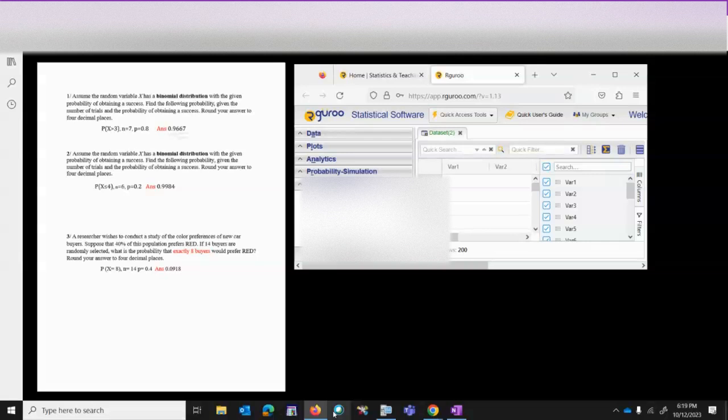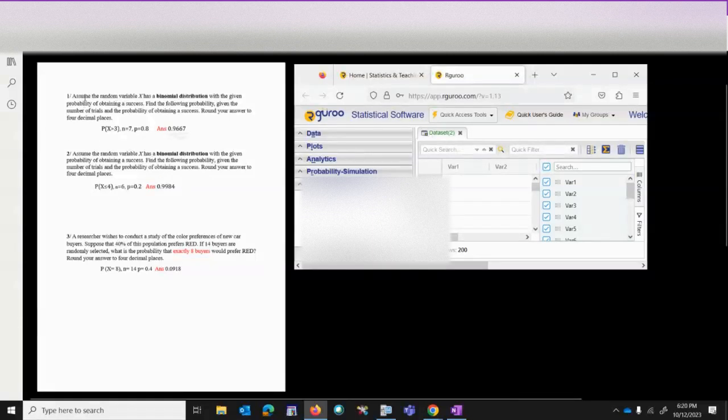If you try to do this one by hand, go ahead and apply the formula. But if you are watching this video, this is only for the people who are interested in calculating this using the technology, or Rguroo. So the first question is this one. Let's read the question as usual, and we'll see what we can do.